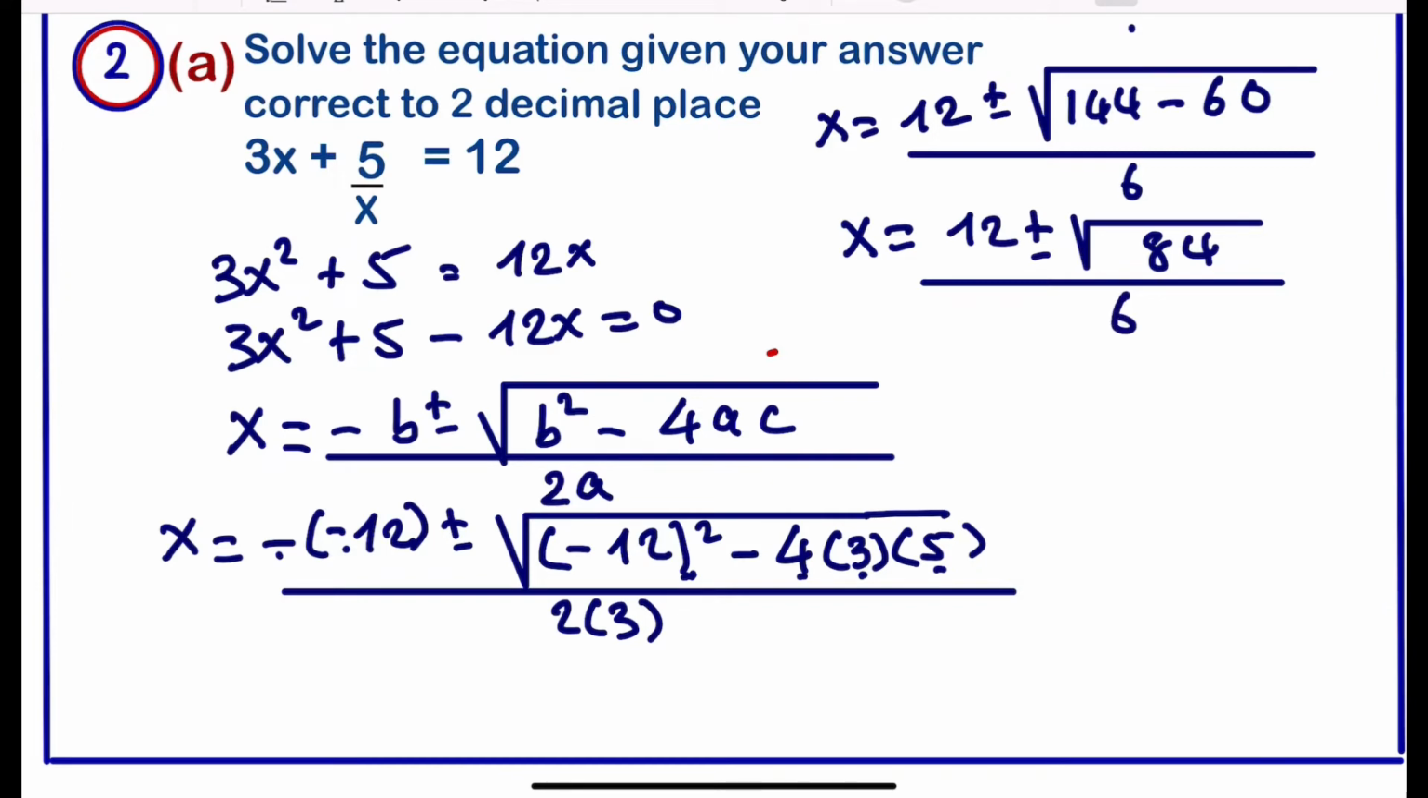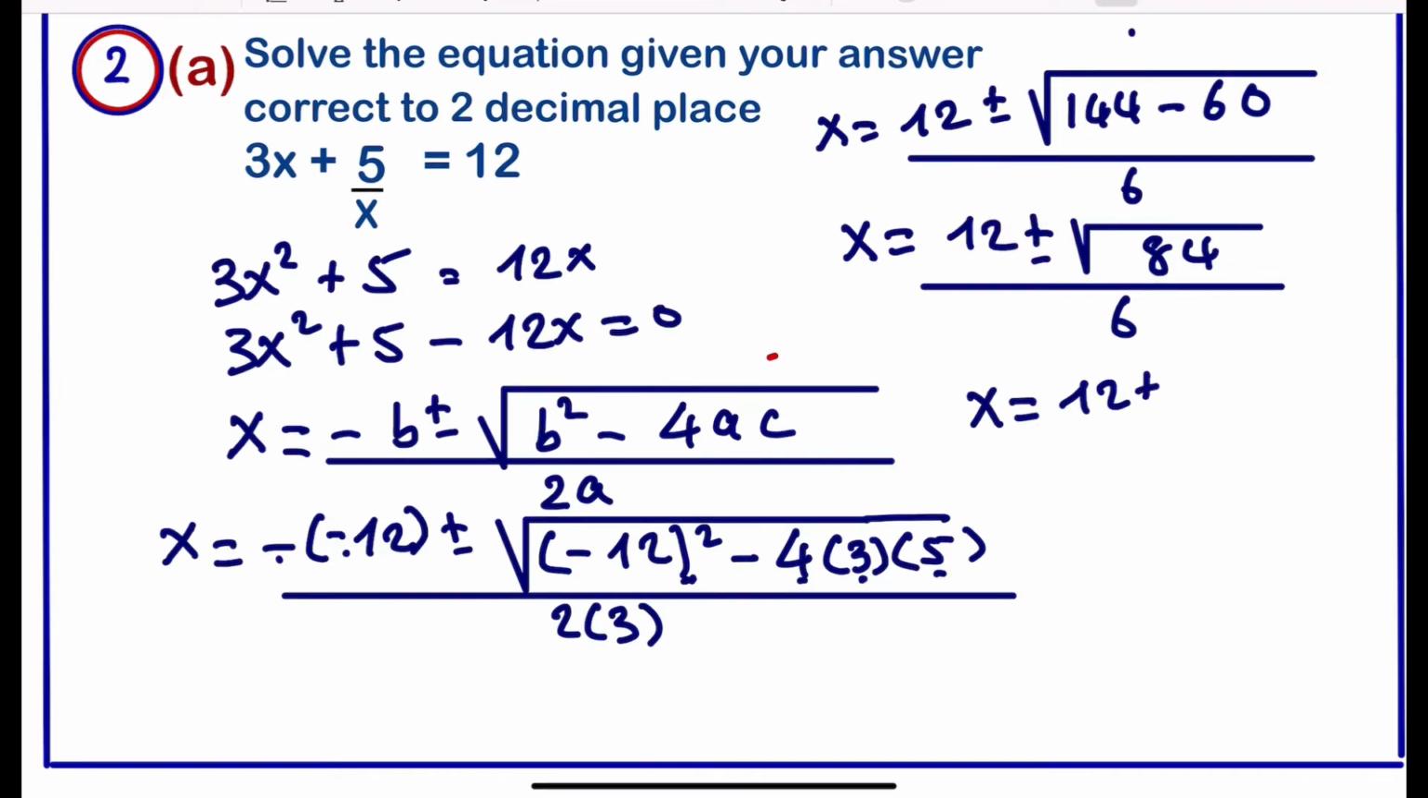Okay, so if we simplify, we have two values of x, one with plus and the other with minus. So first we're going to have 12. We can start with the plus. We have 2, so we start with plus. 12 plus the square root of 84 divided by 6. Okay, so we don't forget that our answer should be in 2 decimal places.